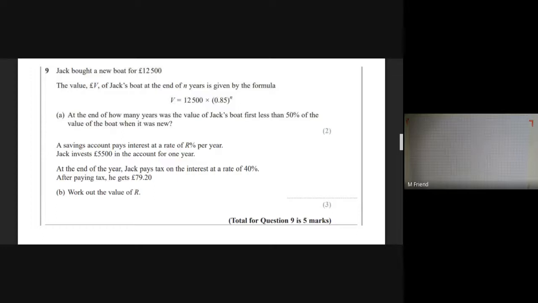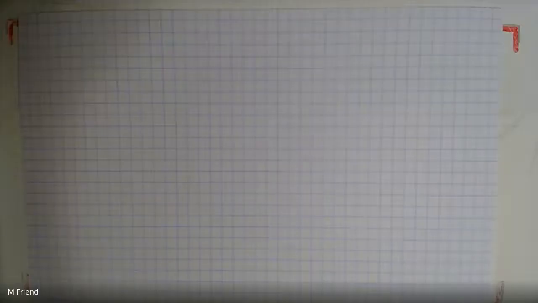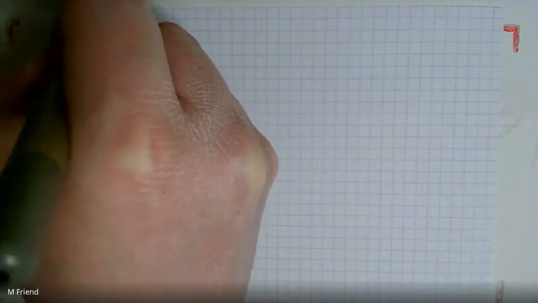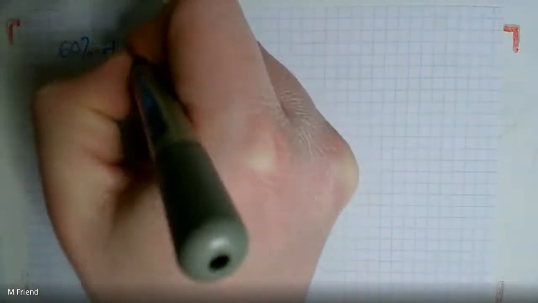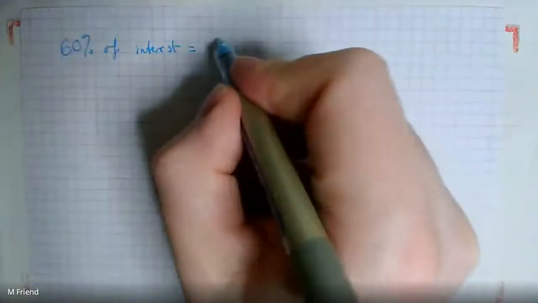So let's work that out first. How much money did the bank give us? I'm going to stop sharing my screen so you can see my bit of paper. So Jack gets to keep 60%. So 60% of the interest is £79.20.